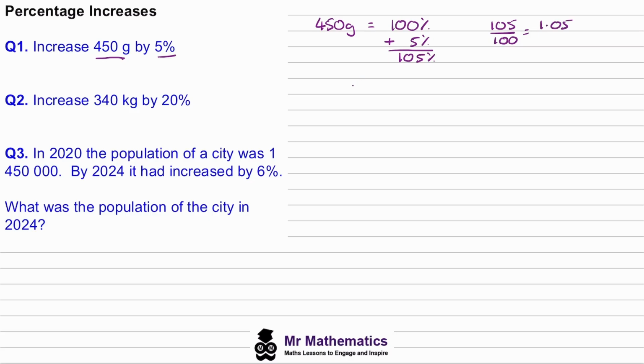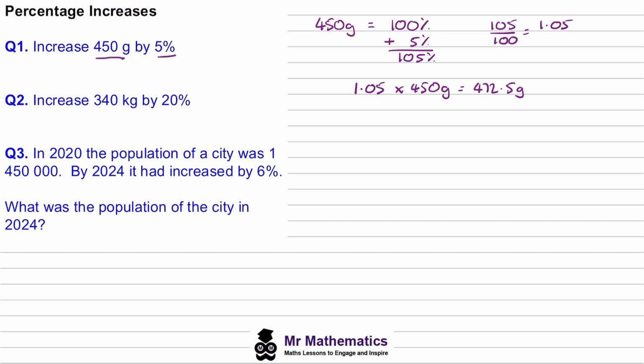So our calculation becomes the 105%, or 1.05, multiplied by the 450 grams. And this works out to be 472.5 grams. Okay. So the important thing here was to go from an increase of 5% to a multiplier of 1.05 by adding that 5% onto the original 100.